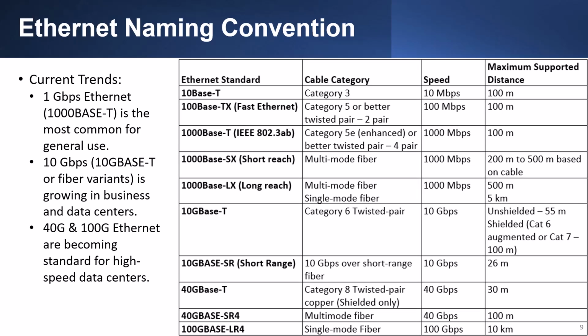Common Ethernet standards used today include 1 gigabit per second Ethernet, 1000BASE-T, which is the most common for general use. 10 gigabits per second, or 10GBASE-T, or fiber variants is growing in business and data centers. 40G and 100G Ethernet are becoming standard for high-speed data centers.